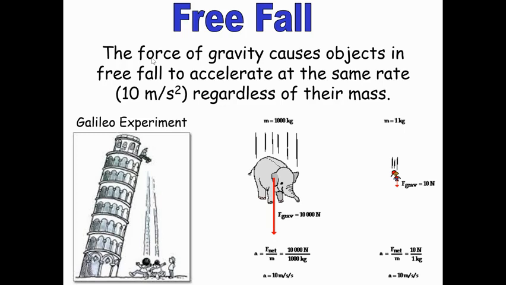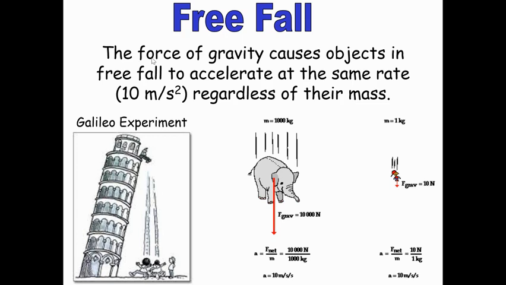If you were to take a smaller object and calculate its acceleration the same way, because it has a smaller weight and a smaller mass, those numbers divide out to equal the same value, 10 meters per second squared. Galileo performed this experiment hundreds of years ago, by throwing different massed objects off the top of the Leaning Tower of Pisa, and proved that all objects, regardless of their mass, fall at the same rate.